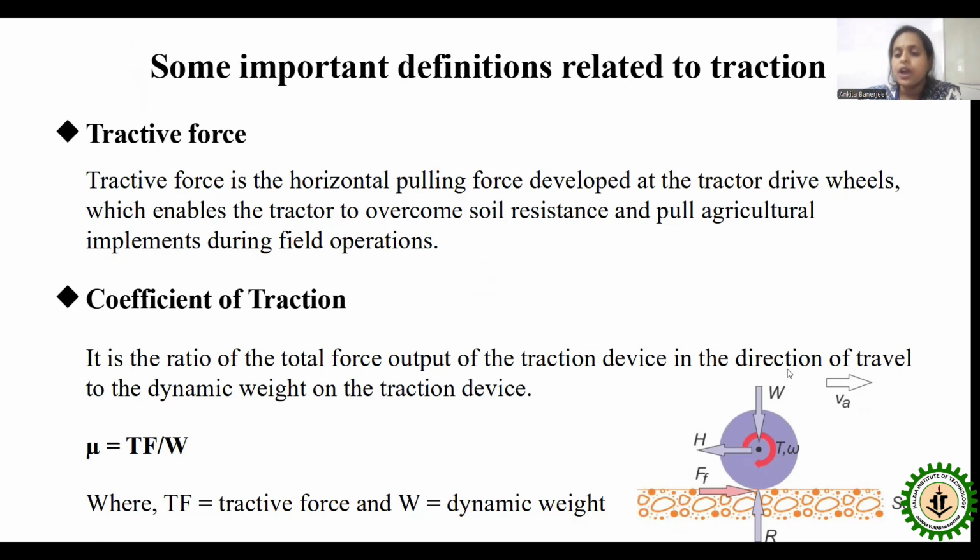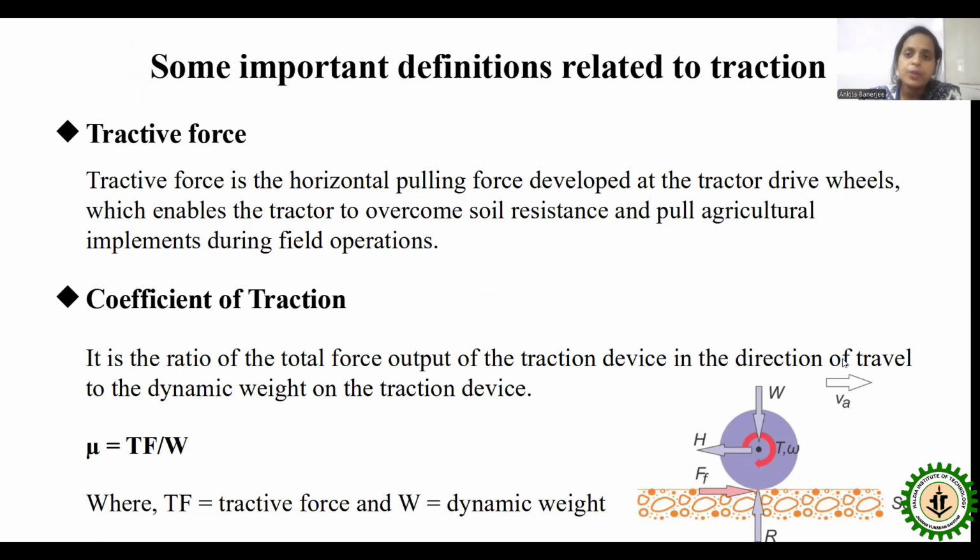Now let me explain the schematic diagram. This is a track, this is a wheel, this is a driving wheel or tractive device. VA is the forward movement or forward speed of the wheel, in that way the wheel will move forward. Here we can see the torque. Without torque it won't rotate or spin on the ground, right? And W is the dynamic weight or normal load. What is dynamic weight and normal load here?